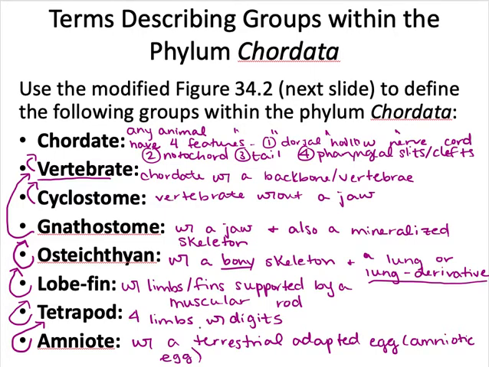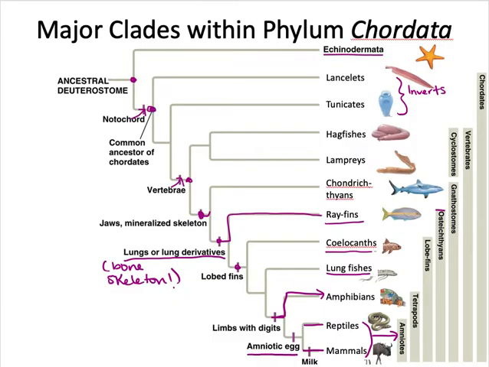And if we complete this chart all the way down to the end, our last group are the mammals, and we have mammals being amniotes that produce milk. Or they have mammary glands.